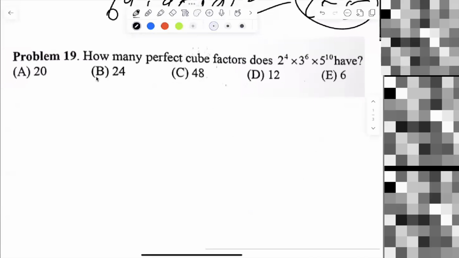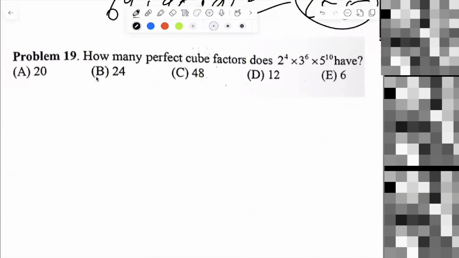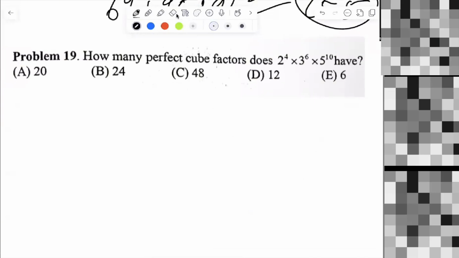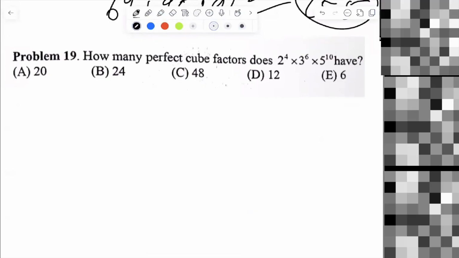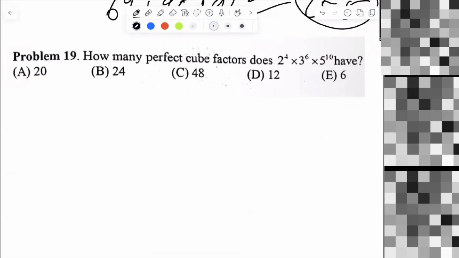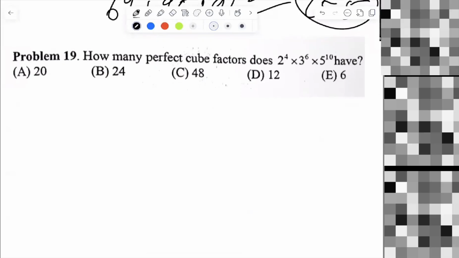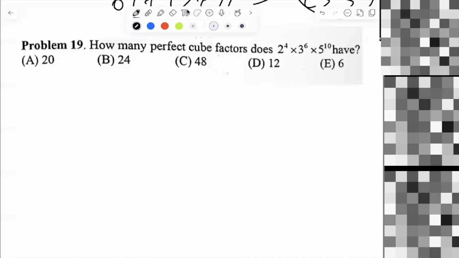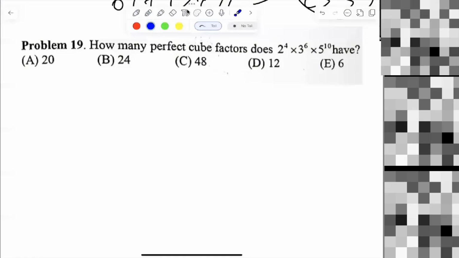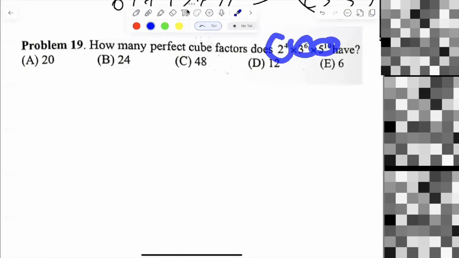Now let's move on to problem 19. How many perfect cube factors does 2 to the 4th times 3 to the 6th times 5 to the 10th have? Well, this is a bit of a different question now. Why? Because this is now cubes, which means we want the power to be a multiple of 3. That's the key part. We want these powers to be multiples of 3.